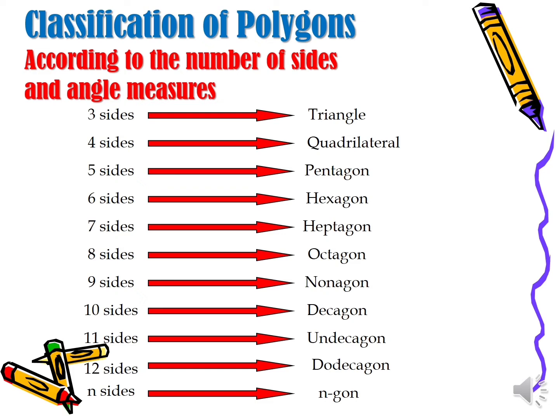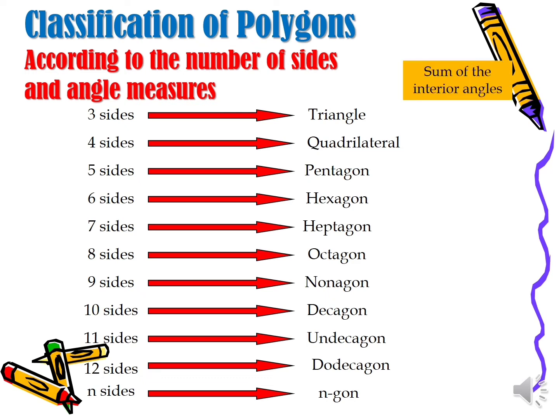So n stands for the number of sides. For example, if we have 15-sided polygon, so it will be named as 15-gon. Next is we classify them according to their angle measures.